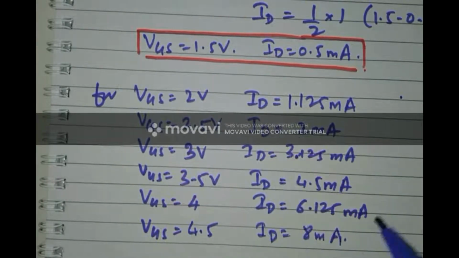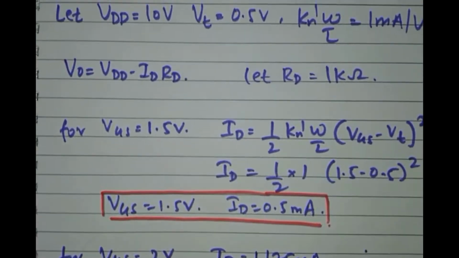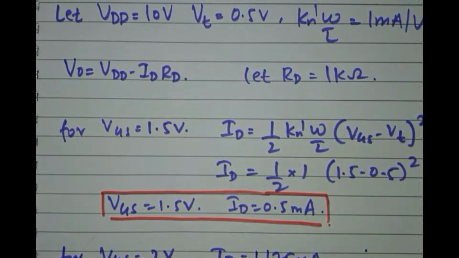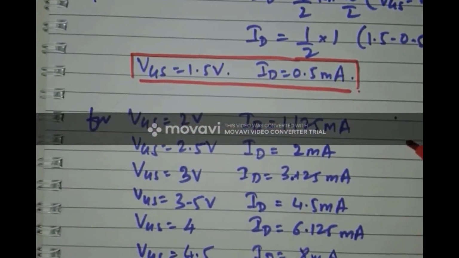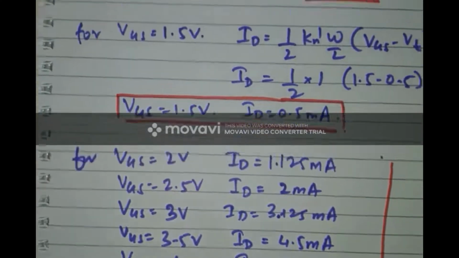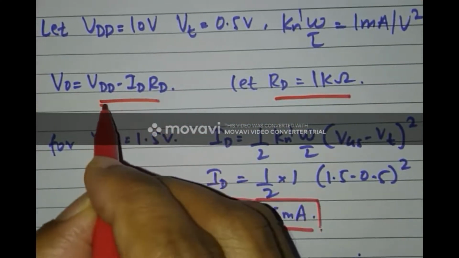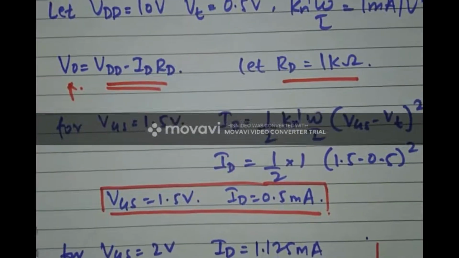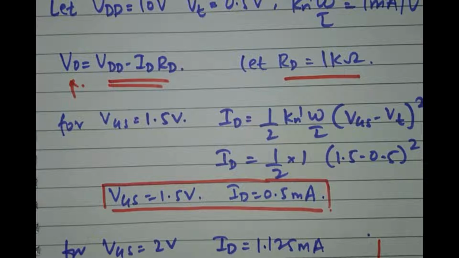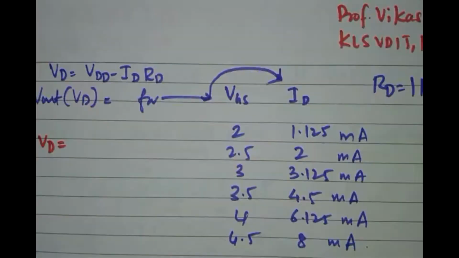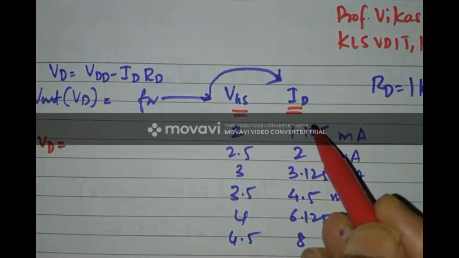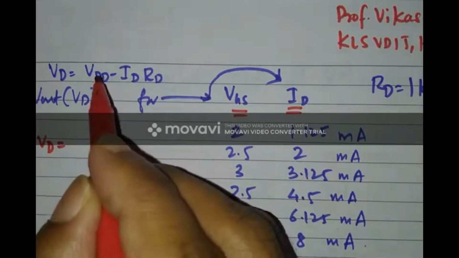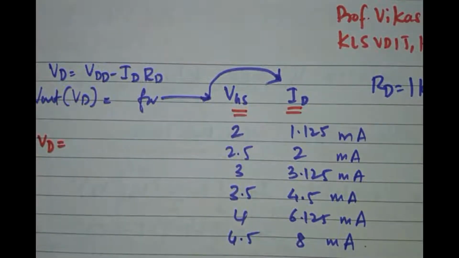Now I can use these values of ID and the value of this RD, and all these values of ID in this particular equation to obtain my output voltage. Let's try to calculate what will be my output voltage for different values of ID and RD and the given VDD. For different values of VGS, I have already obtained ID. So let's replace this value of ID and RD equal to 1 kilo ohm in this particular equation and try to obtain VD, which is nothing but my output voltage.